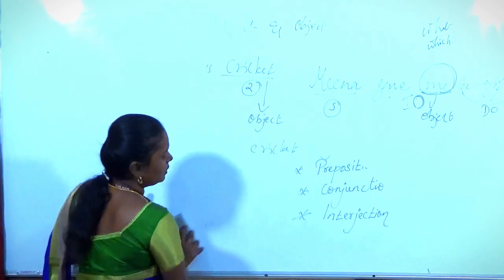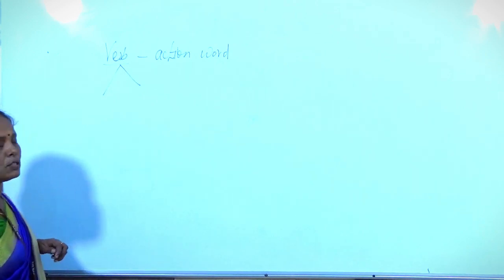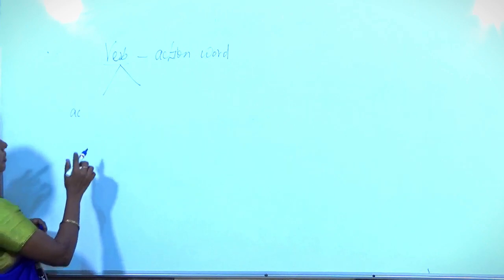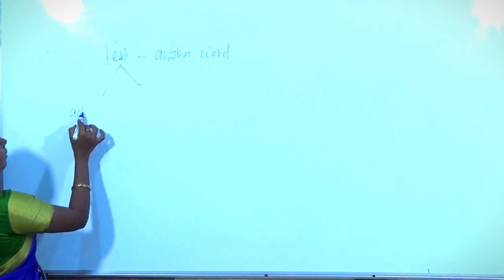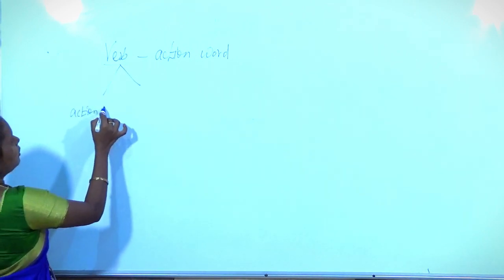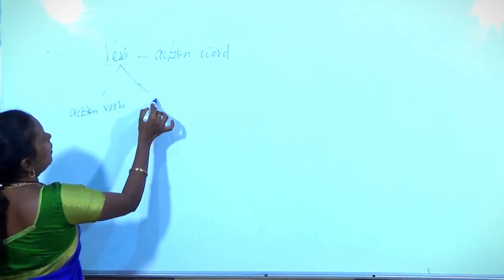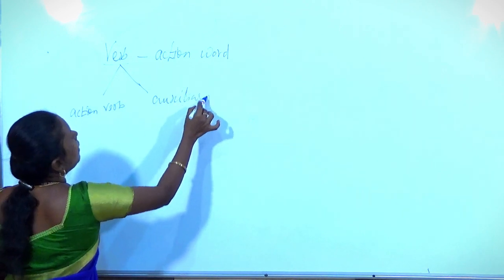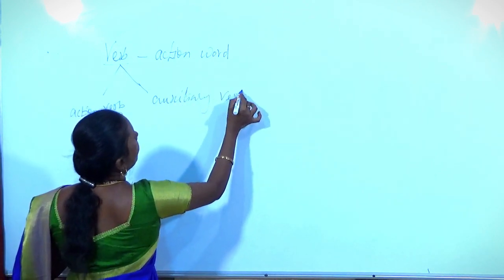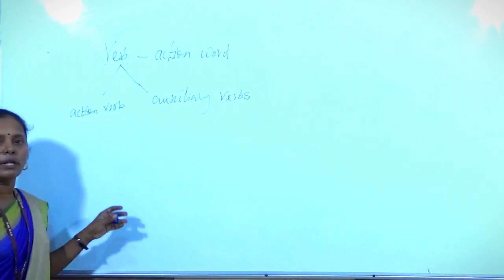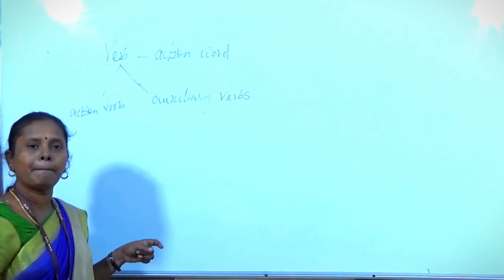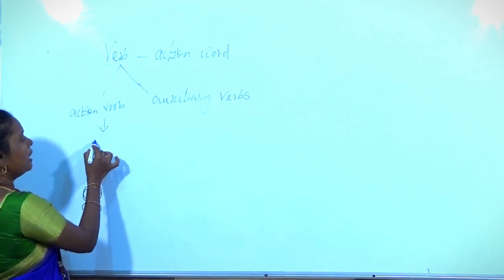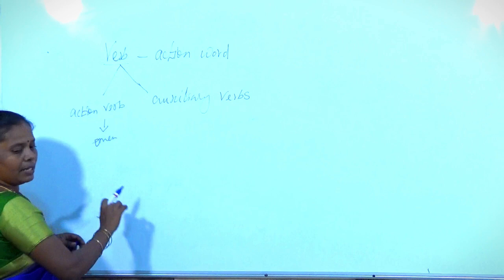And what is a verb? We have two kinds of verbs. One is action verbs. Another one is auxiliary verbs. So what is the difference between these two verbs? Action verbs have their own meaning.